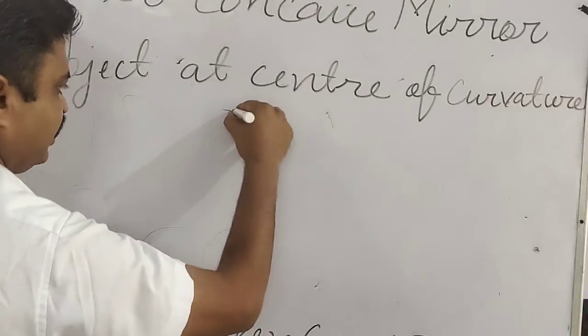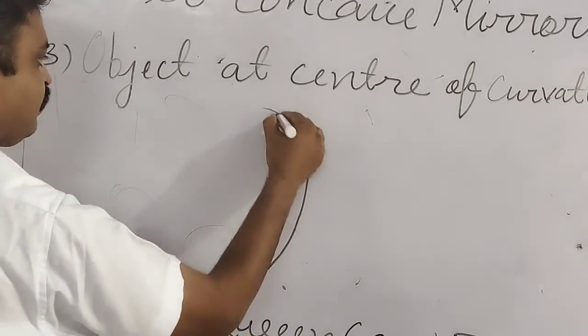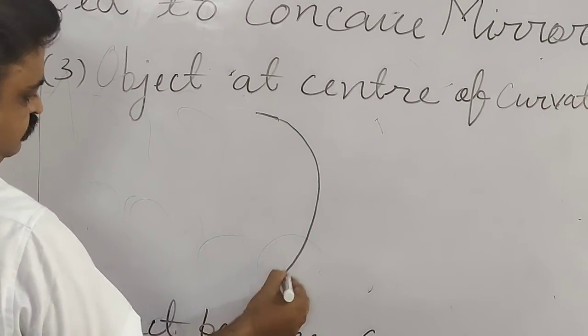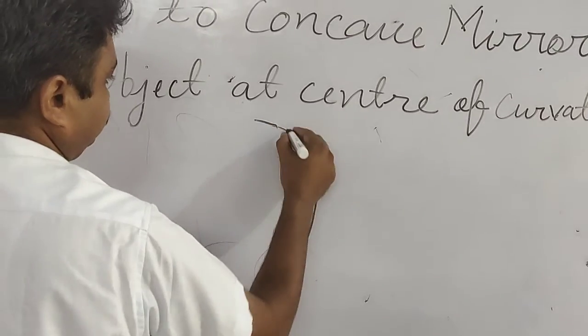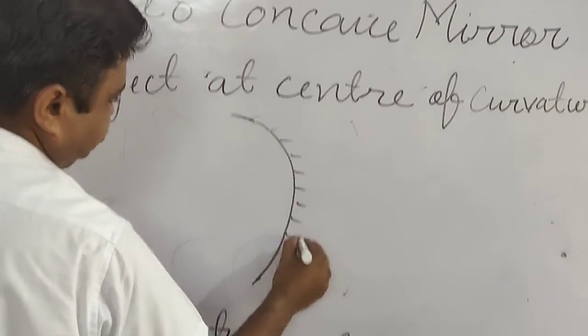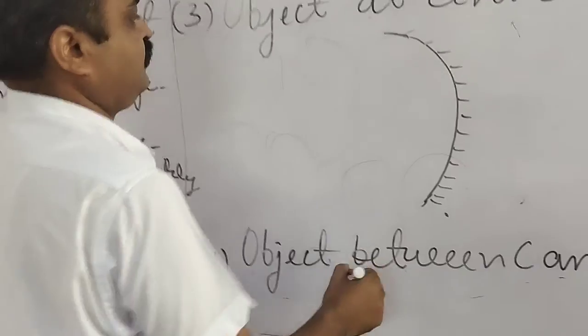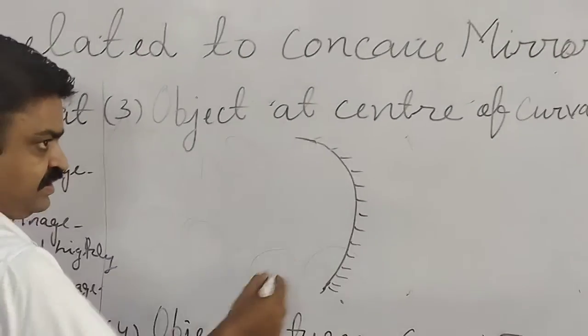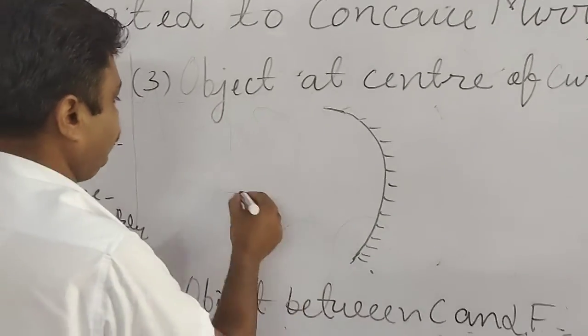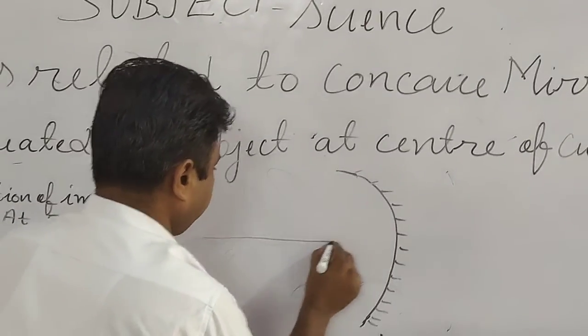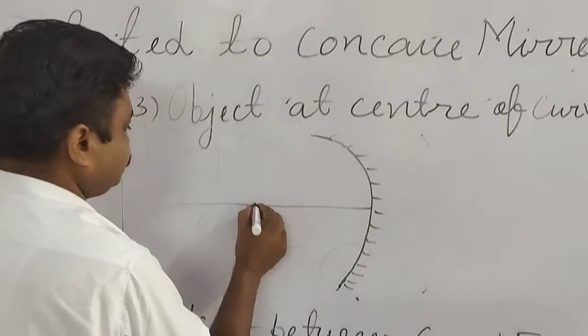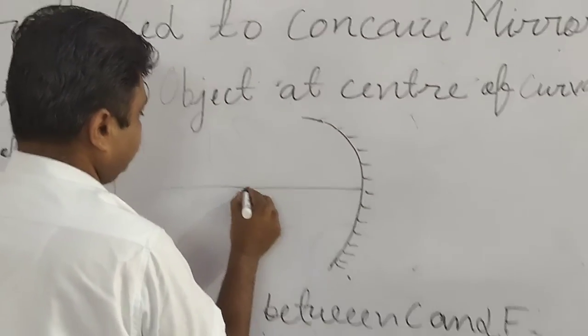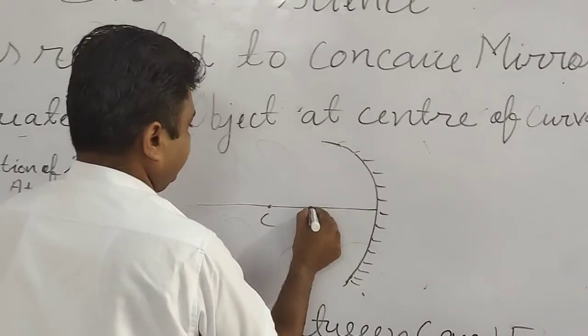Now again you will draw the concave mirror. It is the polished surface, and the inner side is the reflecting surface. Now again you will draw the principal axis. It is the principal axis. Now in this you will show the center of curvature. It is the center of curvature. It is the focus.